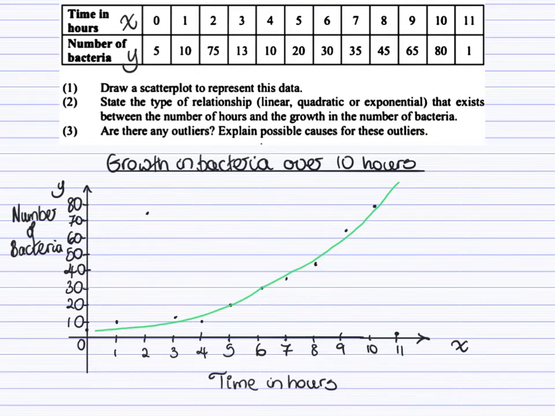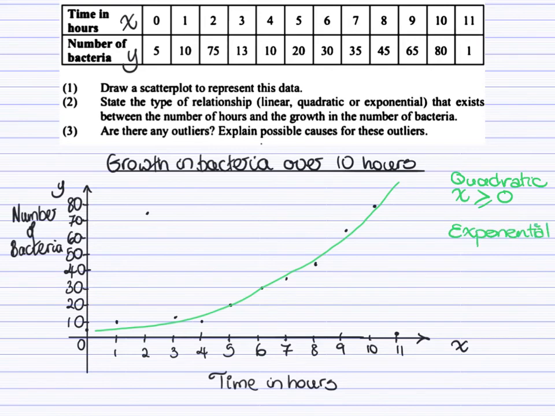It could be a quadratic, but this quadratic would have a restriction, and that restriction would be x is greater than or equal to 0. That would be the restriction for the quadratic. It could also be considered an exponential function.